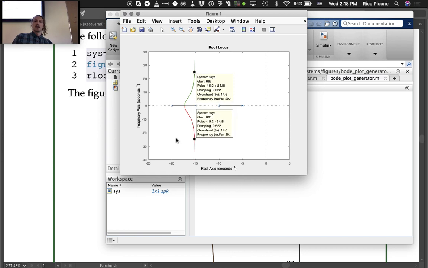Let's see, 665, complex conjugate pole pair, right? So when the gain's 665, there's one pole up here, there's one pole down here. There's going to be one on this branch too. Let's see where that one is. There's our gain of 665. So these are going to be our three pole locations when the gain is 665.